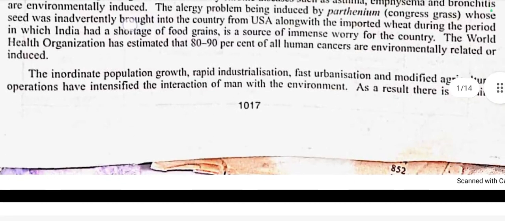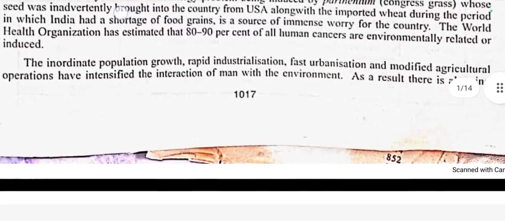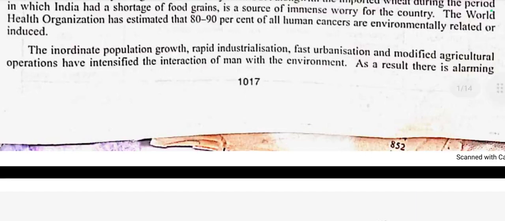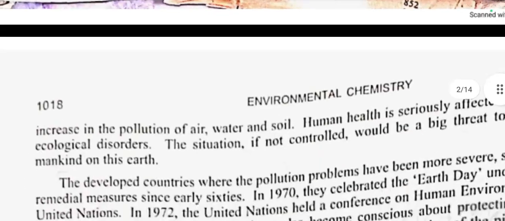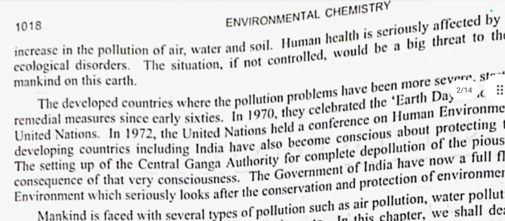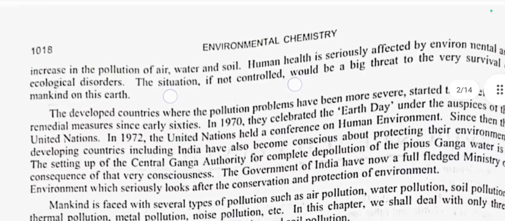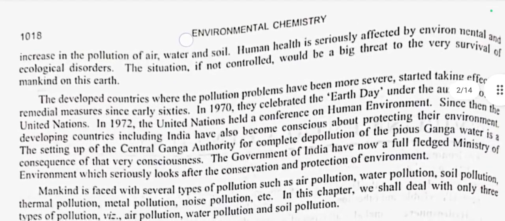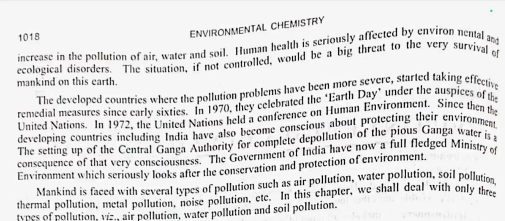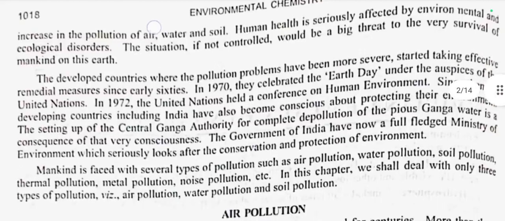The inordinate population growth, rapid industrialization, fast urbanization, and modified agricultural operations have intensified the interaction of man with the environment. As a result, there is an alarming increase in pollution of air, water, and soil. Human health is seriously affected by environmental and ecological disorders. The situation, if not controlled, would be a big threat to the very survival of mankind on this Earth.